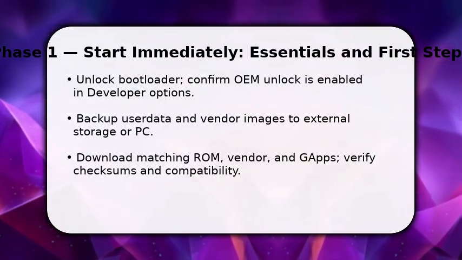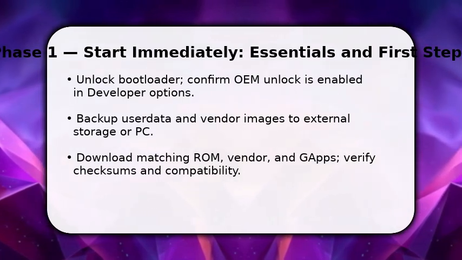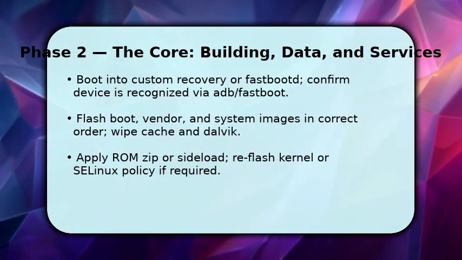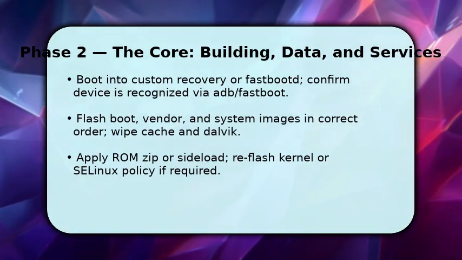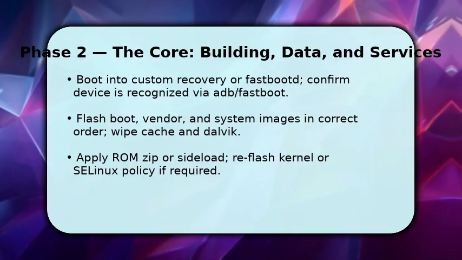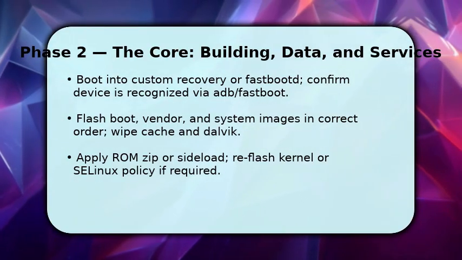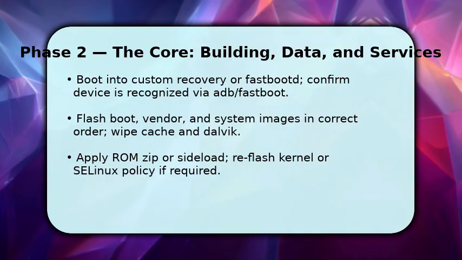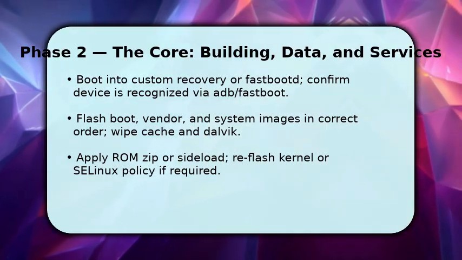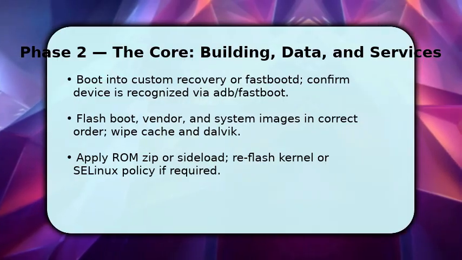You now perform the core flashing sequence. Boot into Custom Recovery or Fastboot and make sure ADB or Fastboot lists your device. Flash boot first, then vendor, then system. Follow the ROM's required order because partition mismatches cause boot loops. Wipe cache and Dalvik to clear stale code. If the ROM needs sideloading, use an ADB sideload. Otherwise, flash the zip from recovery. Reflash a compatible kernel, or SU.